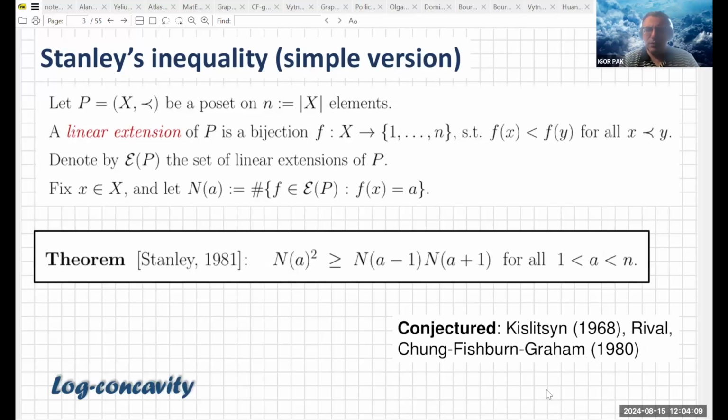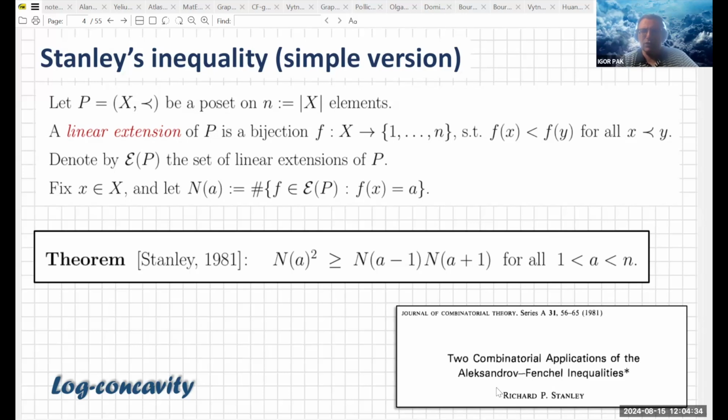Hopefully everyone is okay with that. This was conjectured back in the 60s, then rediscovered in Russia, then discovered in America. Unimodality was conjectured by Rival, log-concavity by Chung, Fishburn, Graham, and proved in a very famous, important paper by Stanley in 1991. This is a screenshot of the paper, and it is going to come up all the time in this talk. Since this is important, does anyone have any questions about this? All right. Okay, Hong says hi.